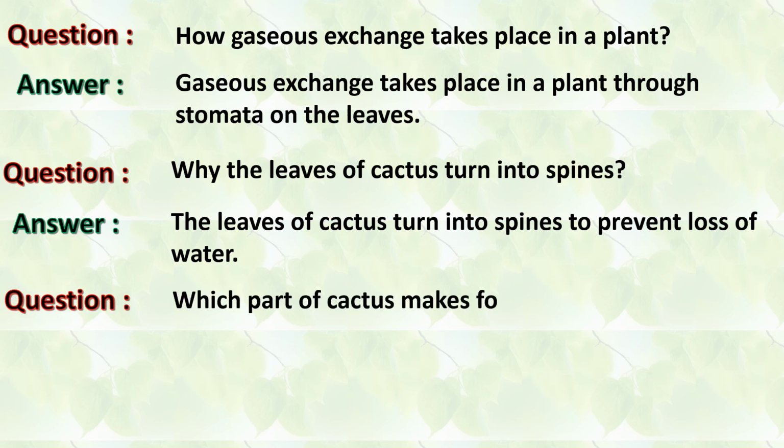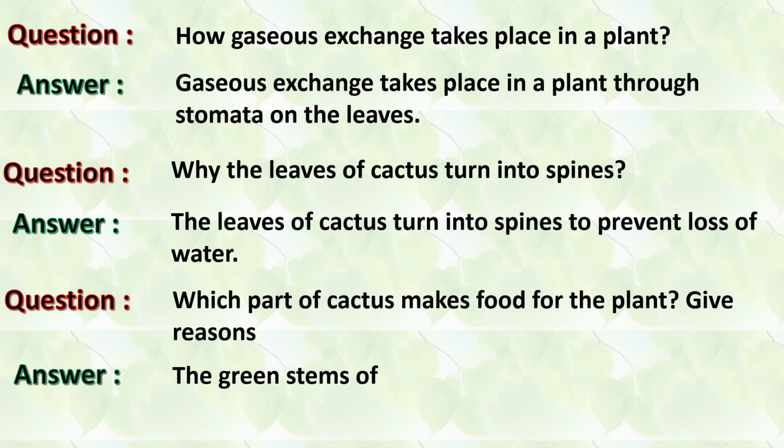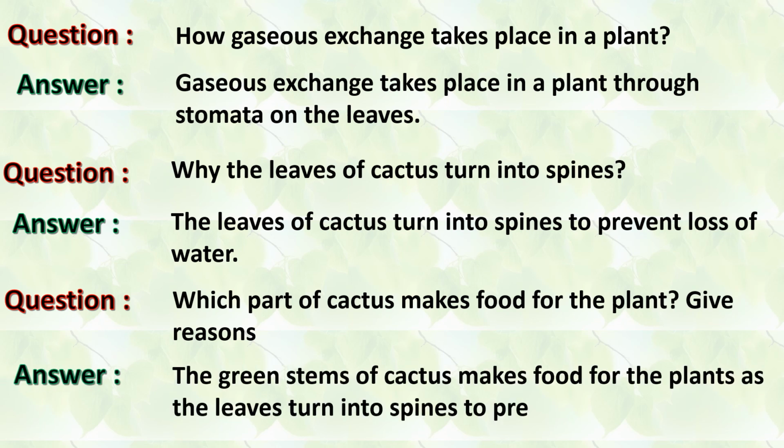Question: which part of cactus makes food for the plant? Give reasons. Answer: the green stems of cactus make food for the plants as the leaves turn into spines to prevent loss of water. Question: what are fungi?